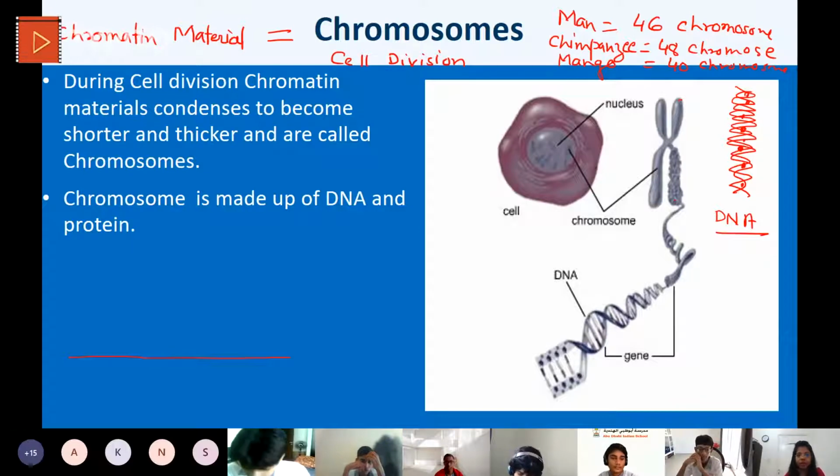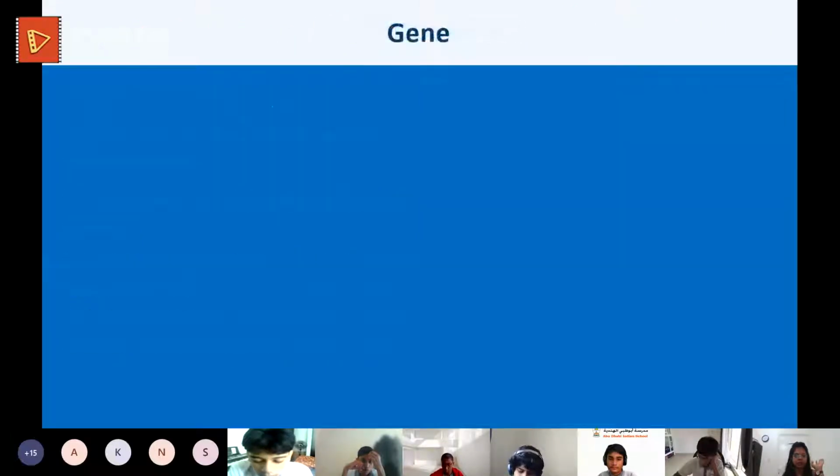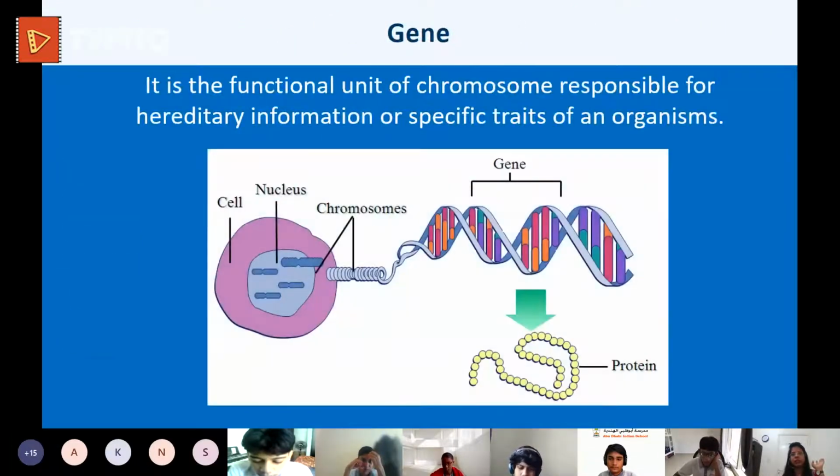Chromosome is made up of DNA and protein. Full form of DNA: deoxyribonucleic acid. The DNA of the chromosome in our body, we got 50-50 from mother and father. 50% mother has given, 50% father has given. That's why we have a lot of similarity with our father and mother, but we are not the exact copy of them.